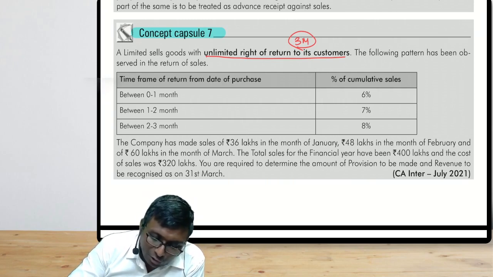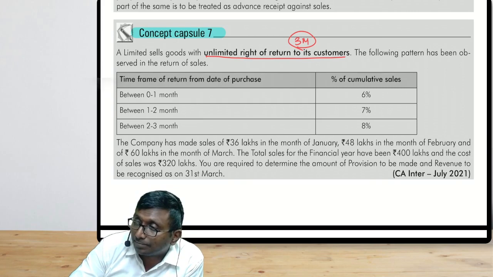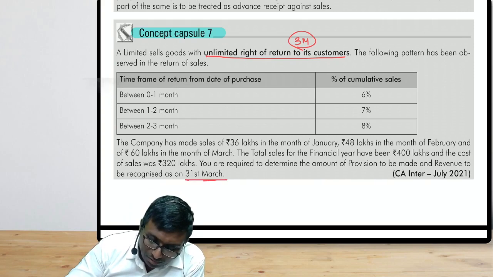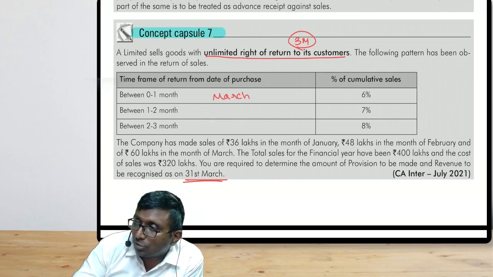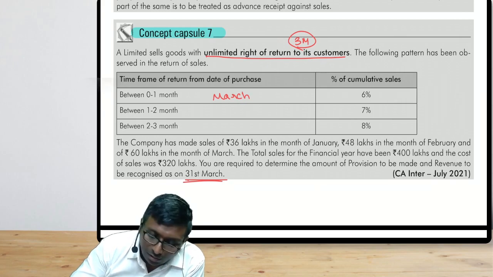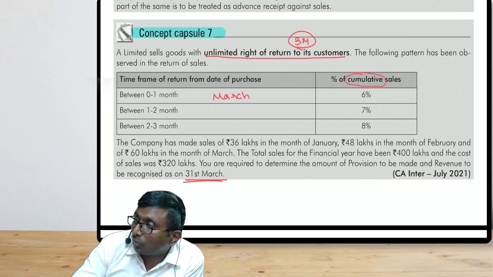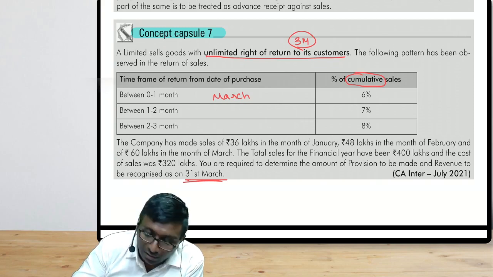Tell me, my dear, between 0 to 1 month means when the sale happened. We are in March, 31st March. This is March month sale. Then you have a time of 0 to 1 month. The point to be noted here is cumulative sales. Why they said cumulative? That is their policy. With respect to March month sales, he's saying 6%. What is the March month sale given below? 60 lakh. I will take 60. 60 into 6%. Later we will calculate.